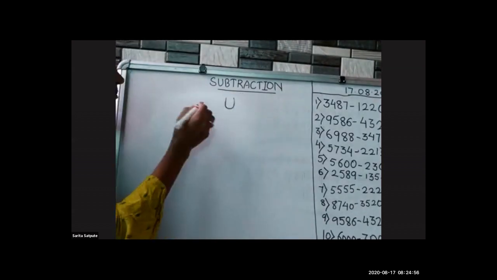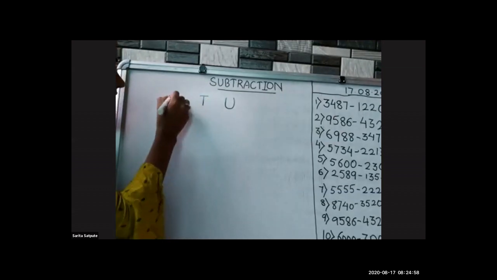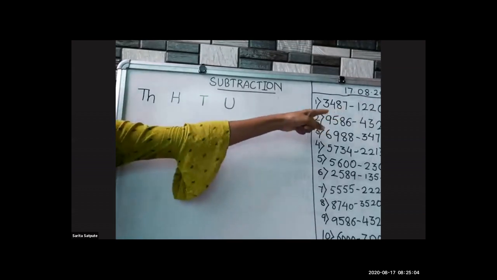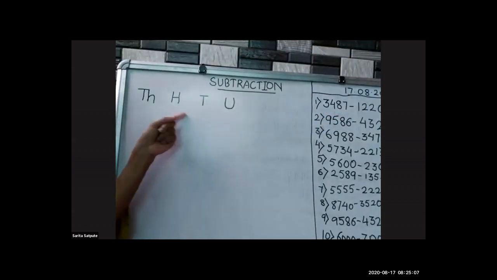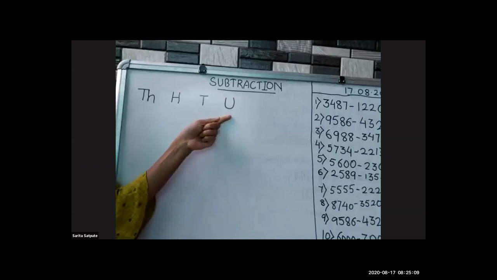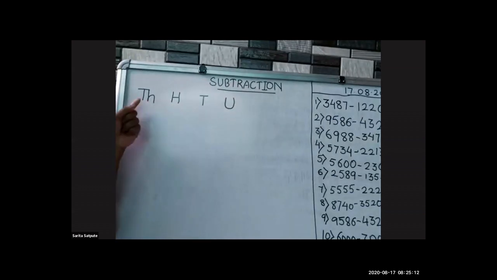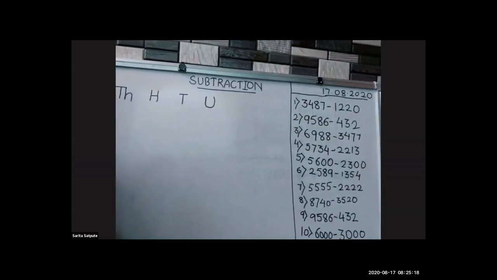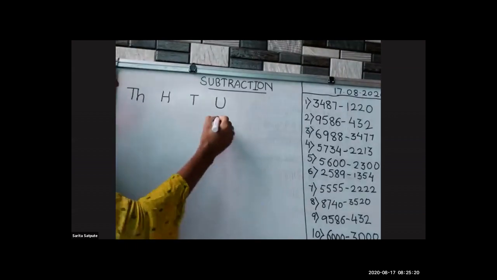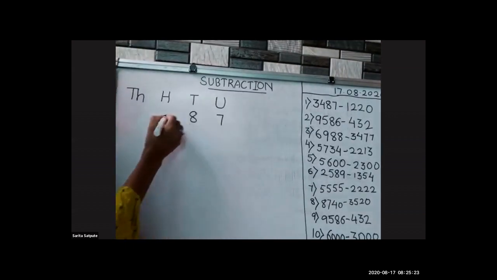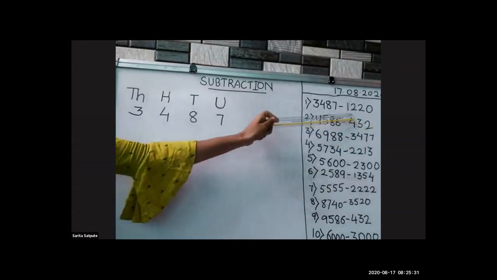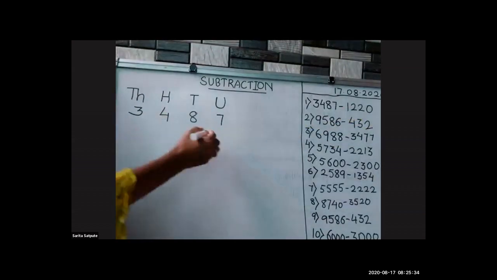First I will write the place values. So units, tens, hundreds and thousands. We have 4 digit questions here, so we are going to write 4 place values, starting from units, tens, hundreds, thousands. The first number is 3487. So 7, 8, 4 and 3. And the other number you can see is 1220.